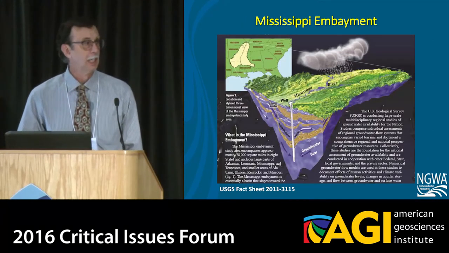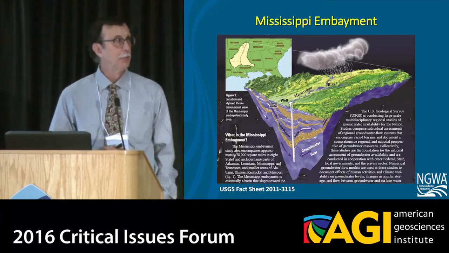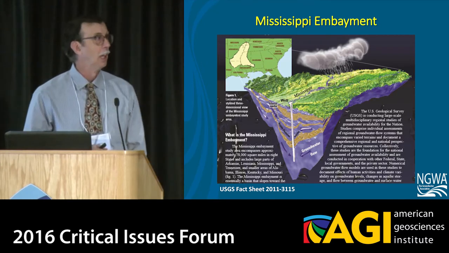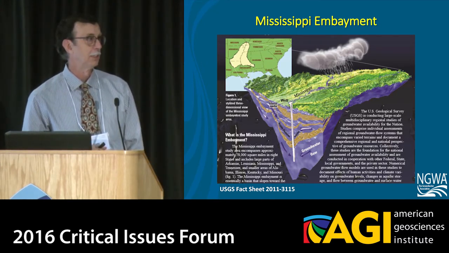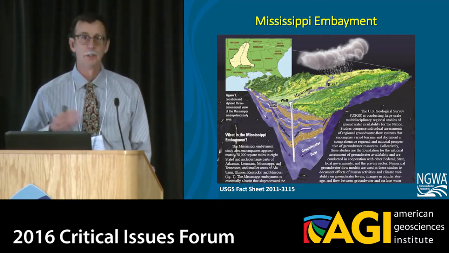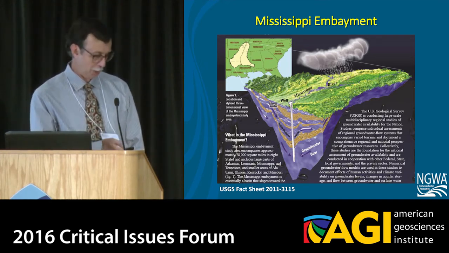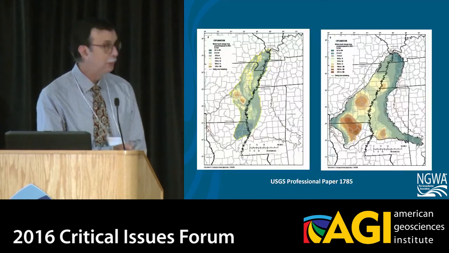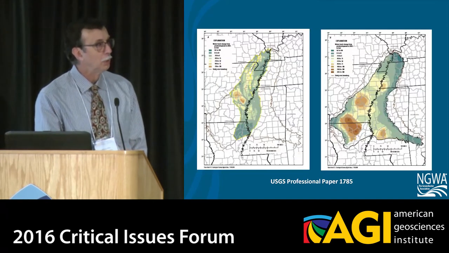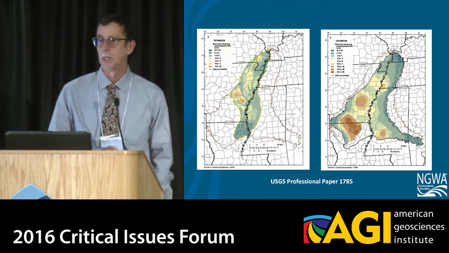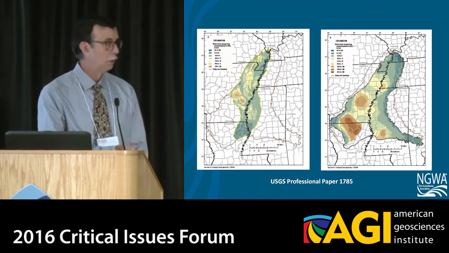Okay, so let's look at a different aquifer. This is the Mississippi embayment. You can see it on a map there in the upper left. It covers a large area. It's essentially sand, silt, and clay layers, a basin sloping towards the Gulf of Mexico. There are two important aquifers in this one. You have the alluvial aquifer, a very shallow aquifer that's used for agriculture. And then there's a deeper aquifer called the Middle Claiborne aquifer, which is used for public water supply. And they're both heavily used.